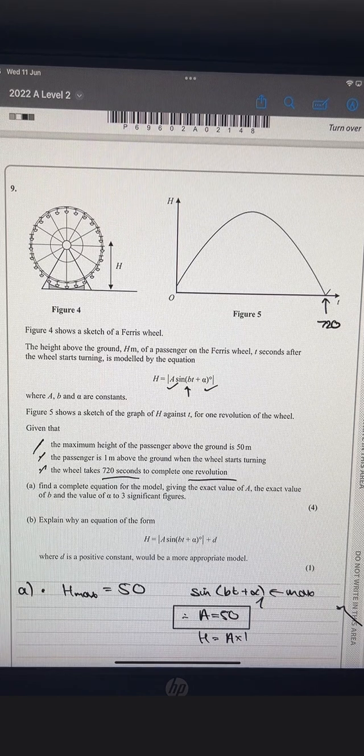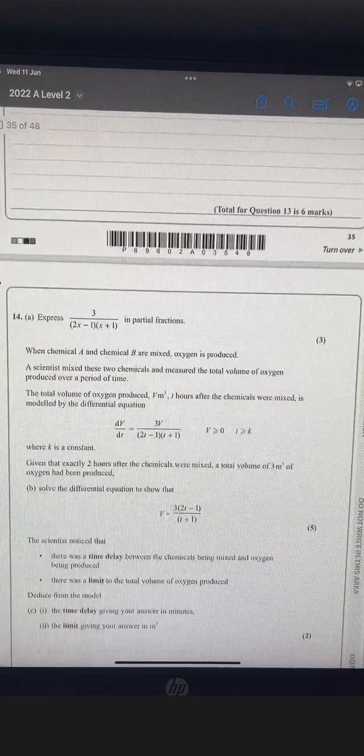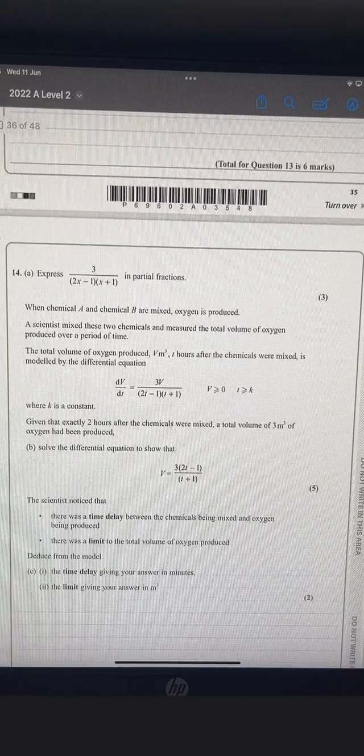Can I look over partial? Yeah, I think that comes up later. Luckily, let me just confirm. Yeah, look, this question. I think this would be perfect practice for the paper tomorrow.